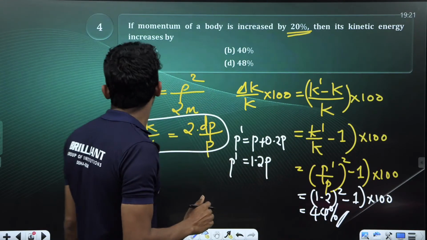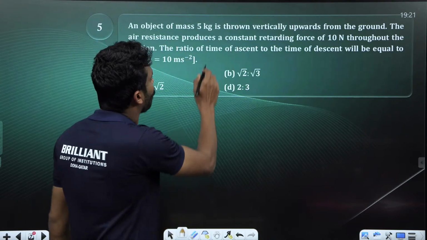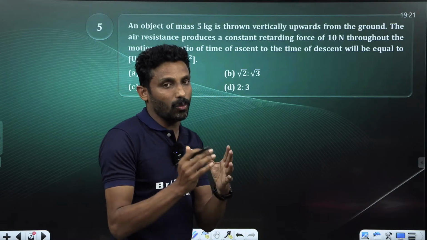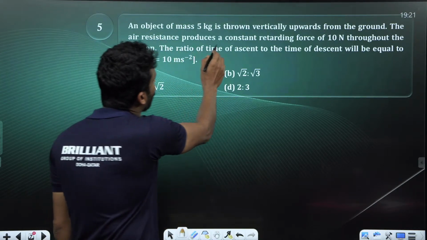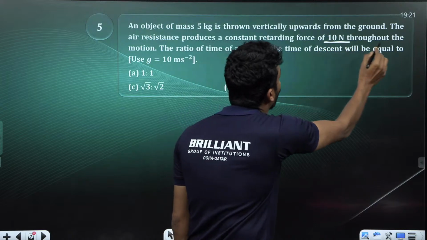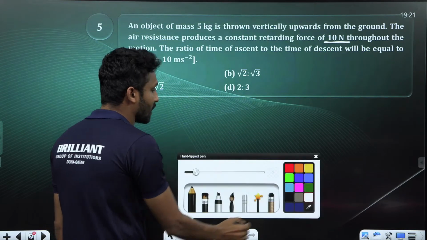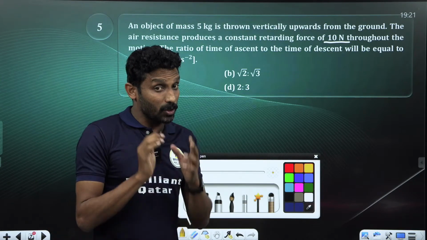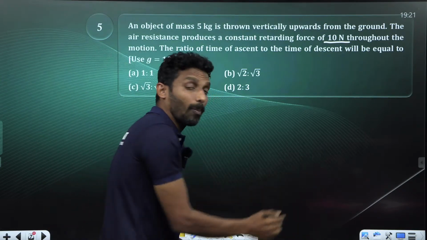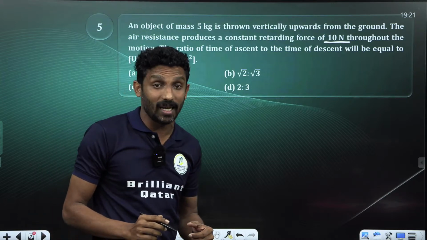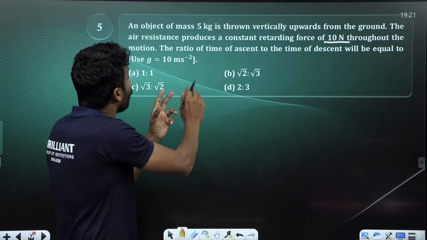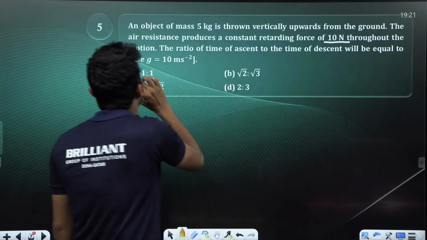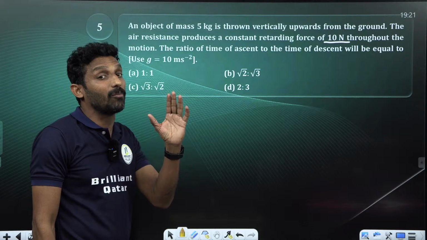The next one: an object of mass 5 kg is thrown vertically upwards from the ground. The air resistance produces a constant retarding force of 10 Newton throughout the motion. There is air resistance. We studied projectile motion without air resistance in kinematics, motion in a straight line and motion in a plane, but here air resistance comes into play. The ratio of time of ascent to the time of descent will be equal to what?